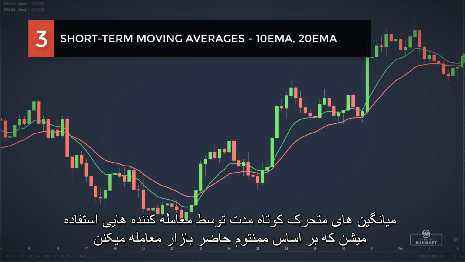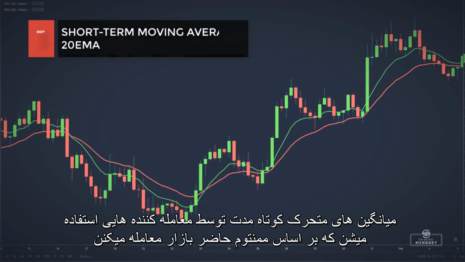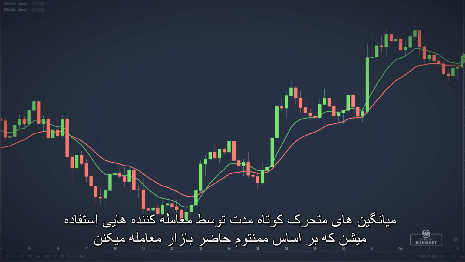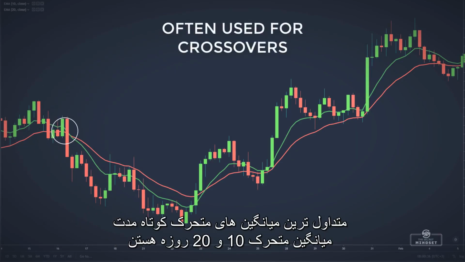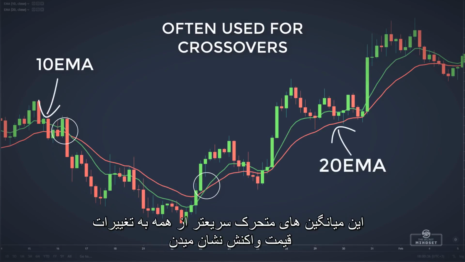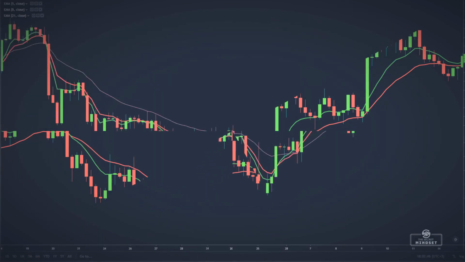Also, we have short-term moving averages. Short-term moving averages are preferred by traders that want to trade with the current market momentum. The most common short-term exponential moving averages are the 10 EMA and the 20 EMA. These moving averages react the fastest to price movements.